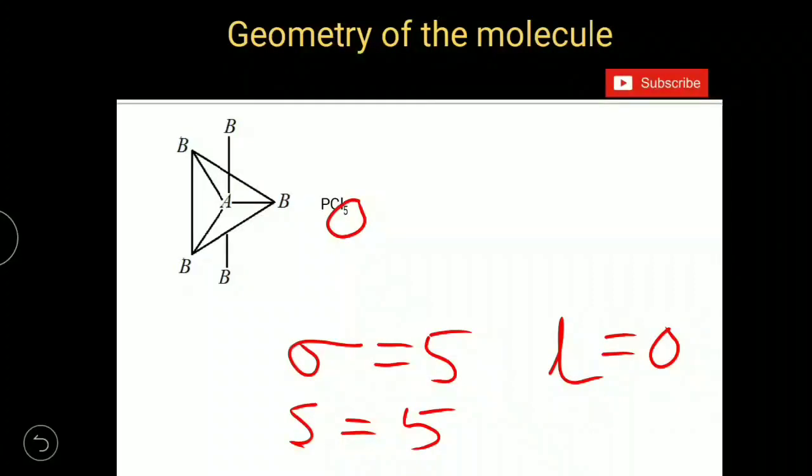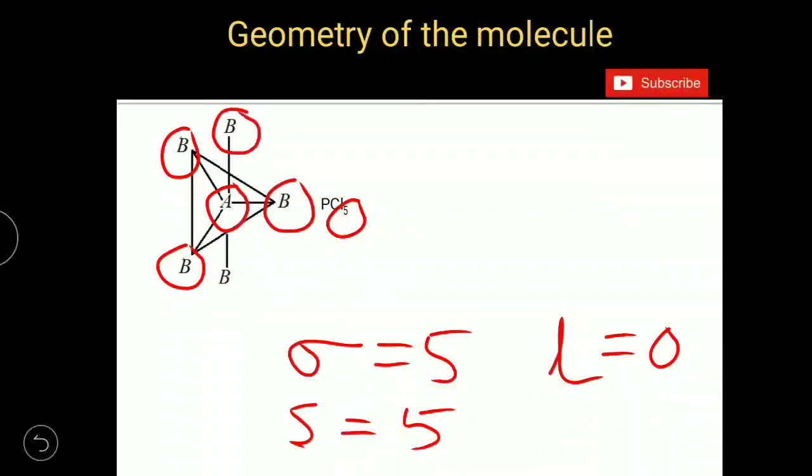In this structure, there are 3 atoms bonded to central atom present in same plane, in equatorial plane. So all these 3 positions are called equatorial positions, and 2 atoms lie one above the plane and the second one below the plane. These 2 positions are called axial positions. So 3 equatorial positions and 2 axial positions are present in trigonal bipyramidal shape.